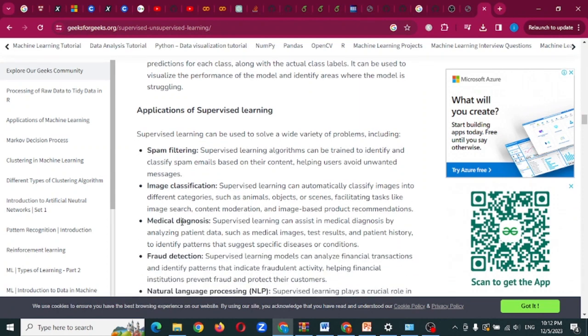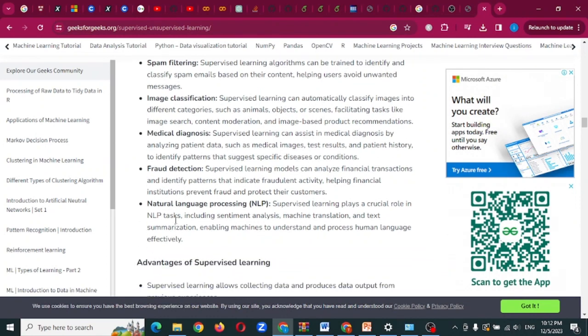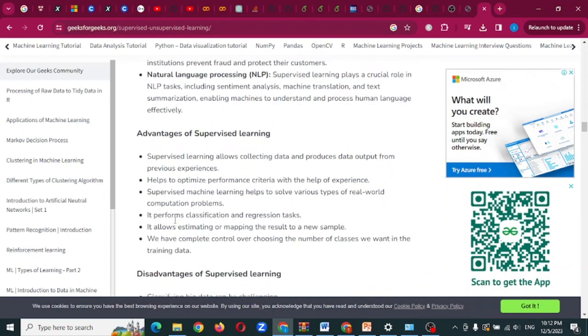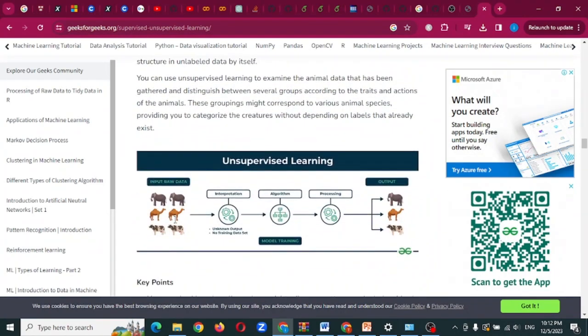Now we will see some applications of supervised machine learning: spam filtering, image classification, medical diagnosis, fraud detection, and natural language processing. So these are the advantages and the disadvantages.